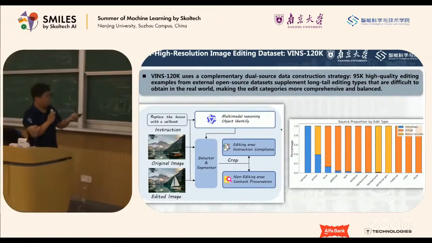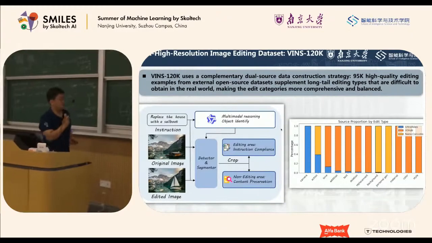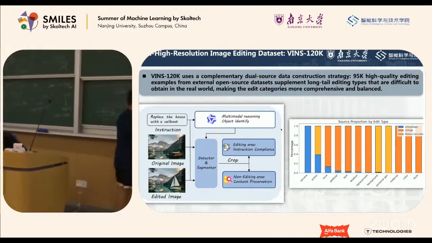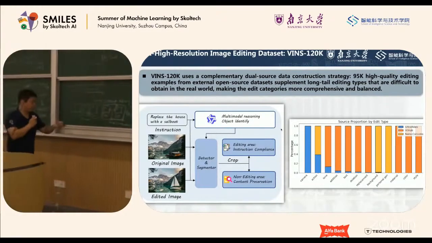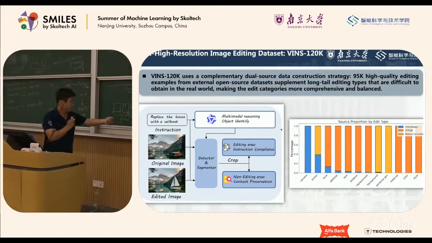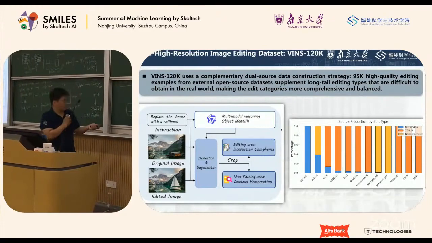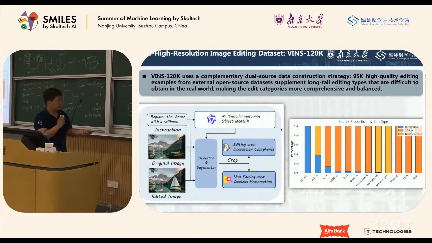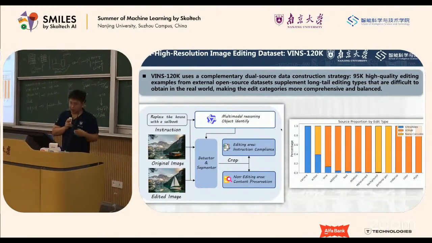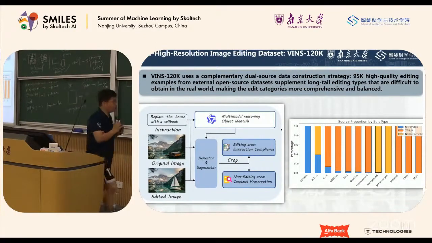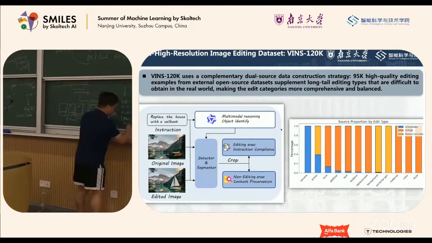Which means this part of the data is synthesized to 4K. So why should we do this? Why do we need this part of the data? Because the real 4K data from the first source is relatively small in number. It's just 25K.